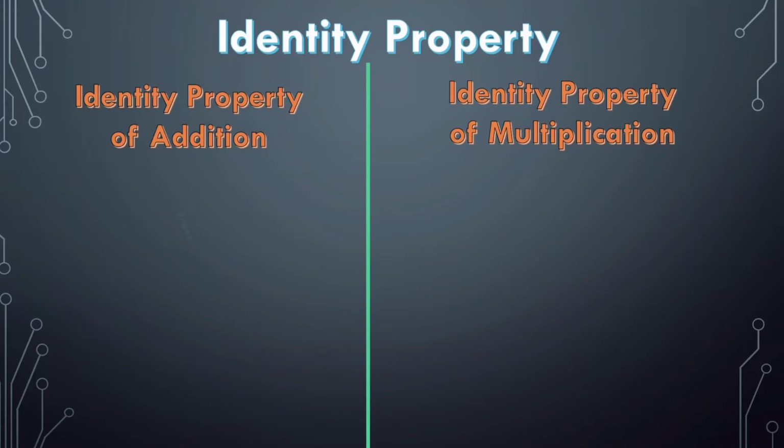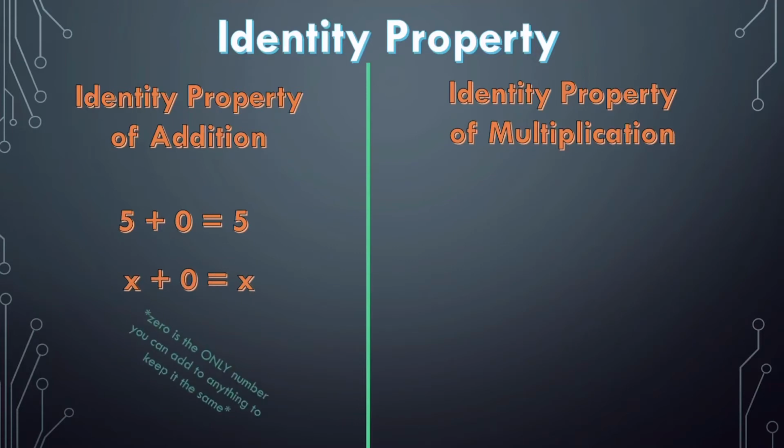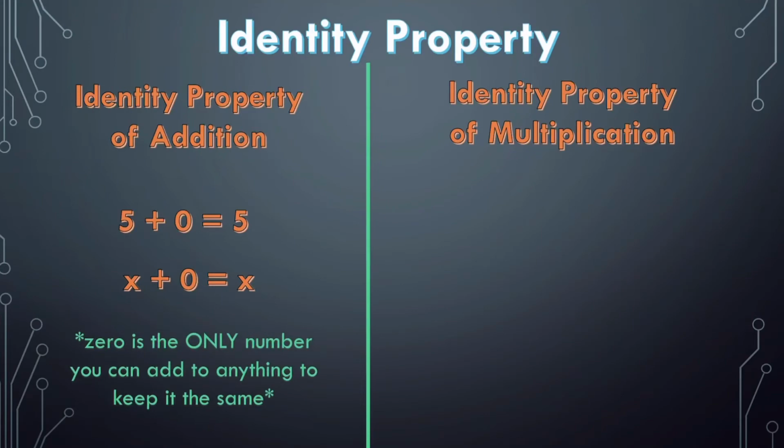So if we look here, think, what is the only number I can add to something to keep it the same? 0, right? Even adding 0 to a variable, the variable still stays the same. Now, when I come to multiplication, it's important to remember, if I multiply something by 0, it's going to be 0. So my identity property when it comes to multiplication is when I multiply something by 1. Anything times 1 is still that number. It's still keeping its identity. Remember, what we're wanting is both sides to stay equal.